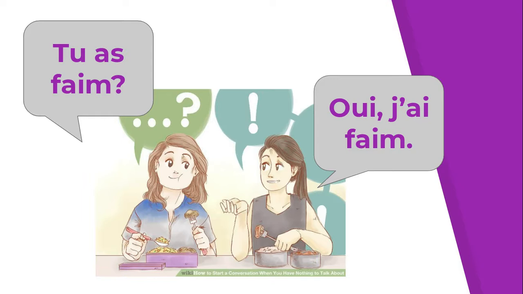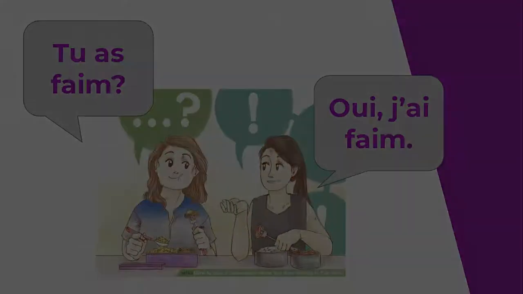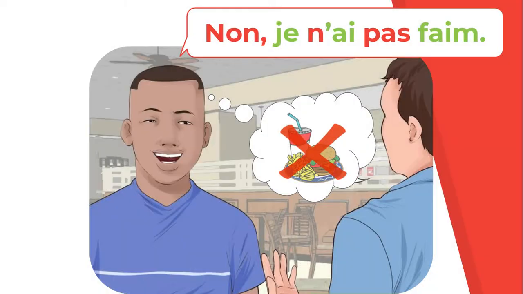Alors, répétez s'il vous plaît. Tu as faim? Oui, j'ai faim. Non, je n'ai pas faim. So what are we asking when we ask tu as faim? Good, we're asking are you hungry? And if we answer oui, j'ai faim? Yes, I'm hungry. And if we answer non, je n'ai pas faim, then we're not a teenager because we're not hungry.